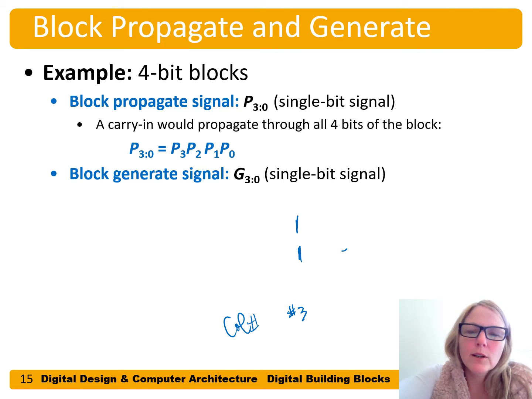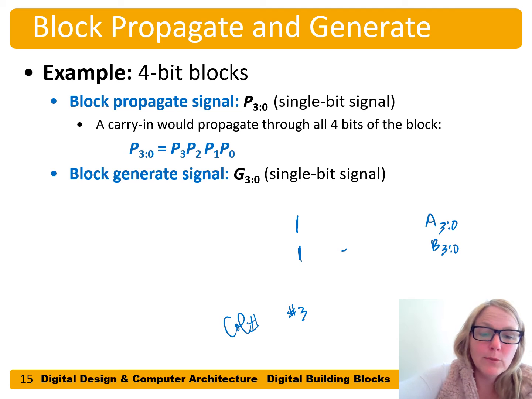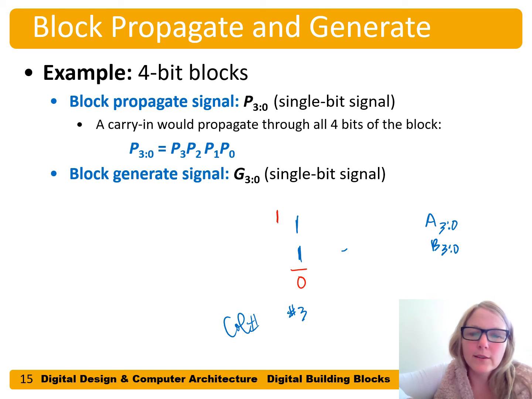Column number 3, what if those were both 1? So we have A 3 to 0 and B 3 to 0. In this case, we have A sub 3 and B sub 3. They're both 1. Does that generate a carry out? Sure does, right? 1 plus 1, 2 to 0, carry the 1. Okay, so there's one case.